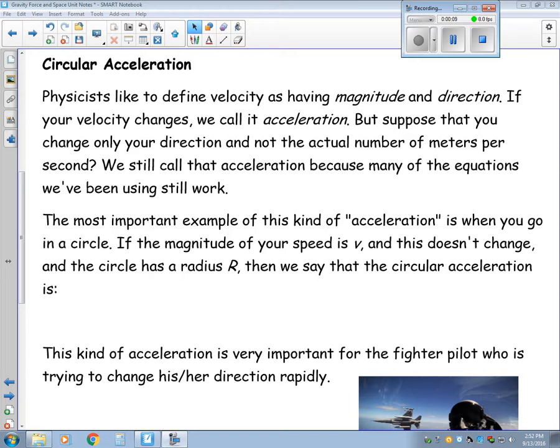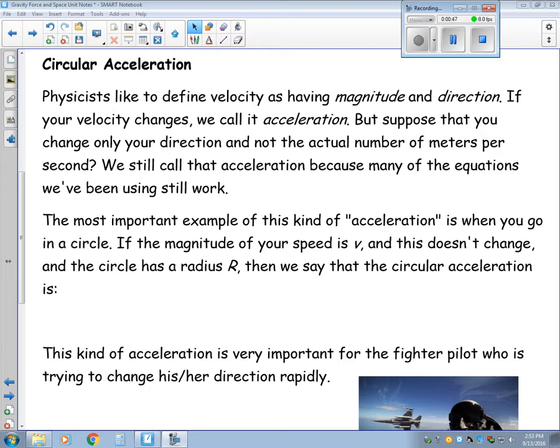Now, as a physicist, we like to define velocity as having both magnitude and direction. The magnitude is how fast it's moving, and the direction is where it's going. So if your velocity changes, that's an acceleration. However, let's imagine a case where your direction is changing, but not the actual number of meters per second. You're maintaining a constant speed, but you're going around in a circle. That is still acceleration, and many of the equations we've been talking about will still work.